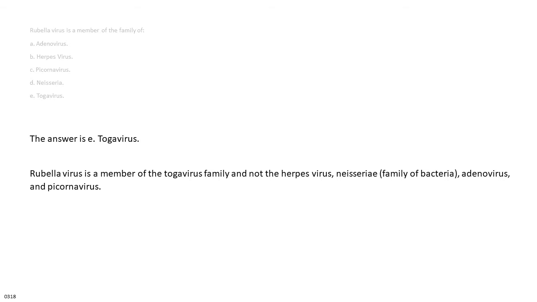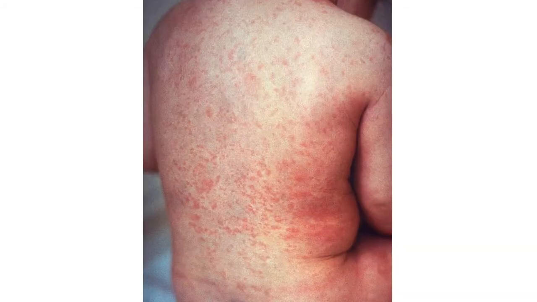The answer is E. Toga virus. Rubella virus is a member of the Toga virus family and not the herpes virus, Neisseria family of bacteria, adenovirus, and picornavirus.